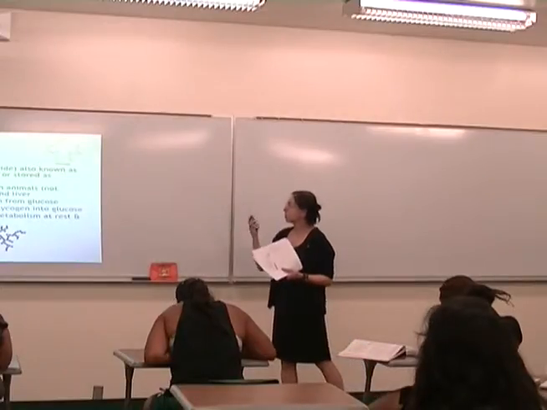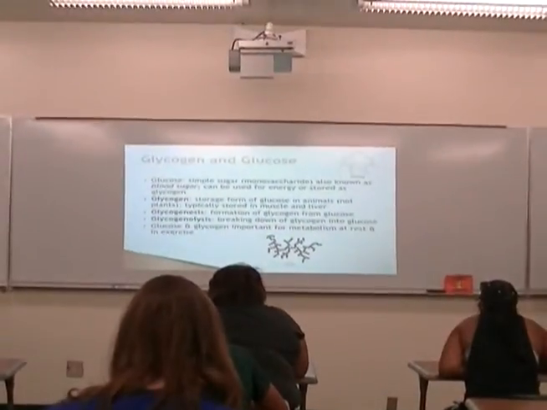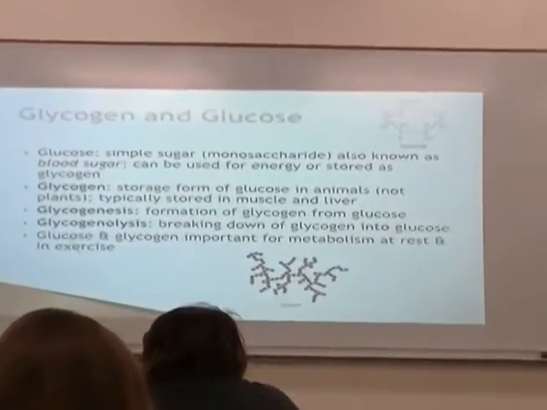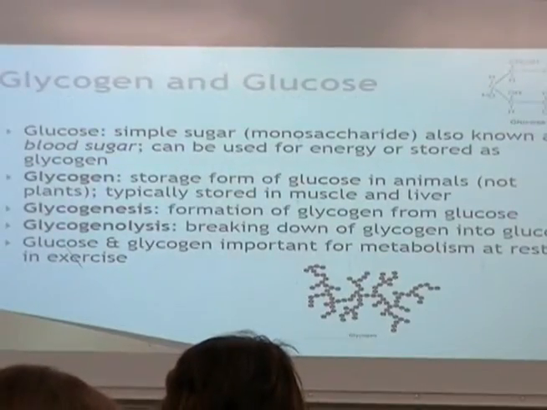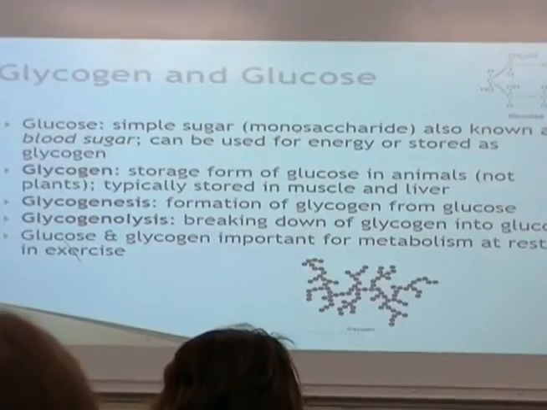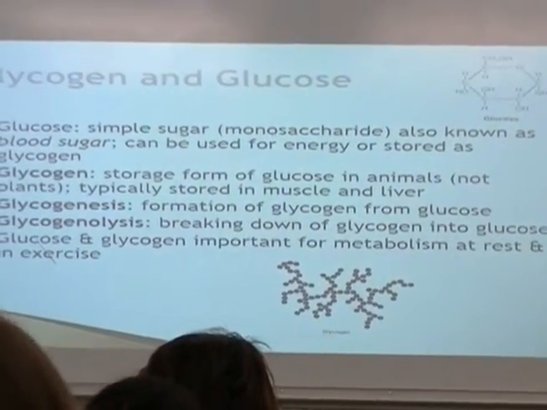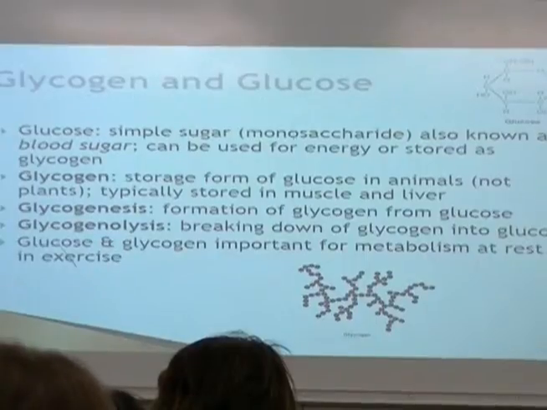So glucose is a simple sugar, monosaccharide, and we often use the term blood sugar. That's glucose in our body. Right? We can use that glucose that's in the blood, we can move it into the muscle tissue and use it for energy, or we can break down the glycogen that's in the muscle tissue and use it to make energy.